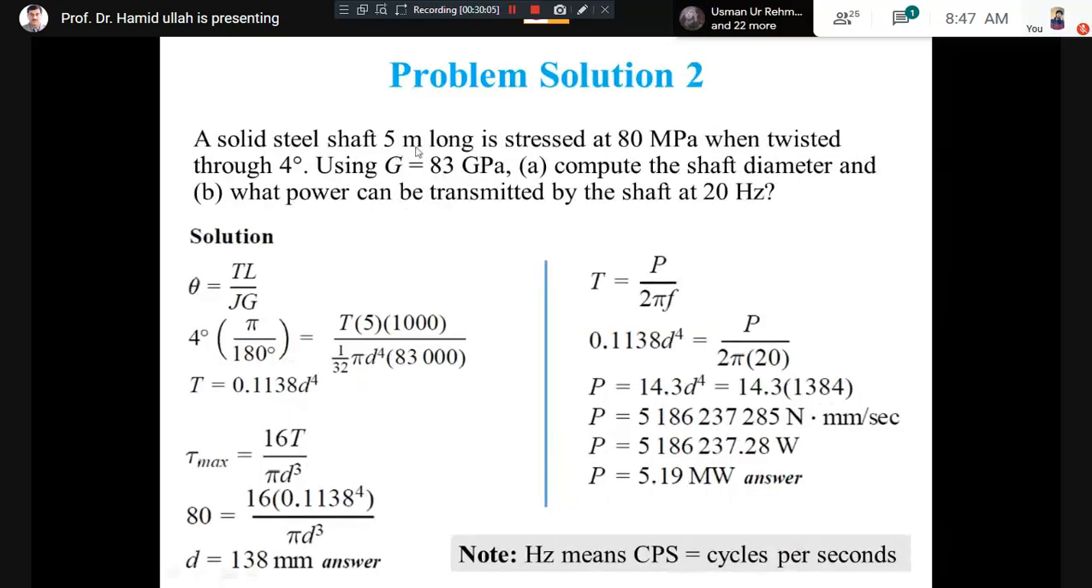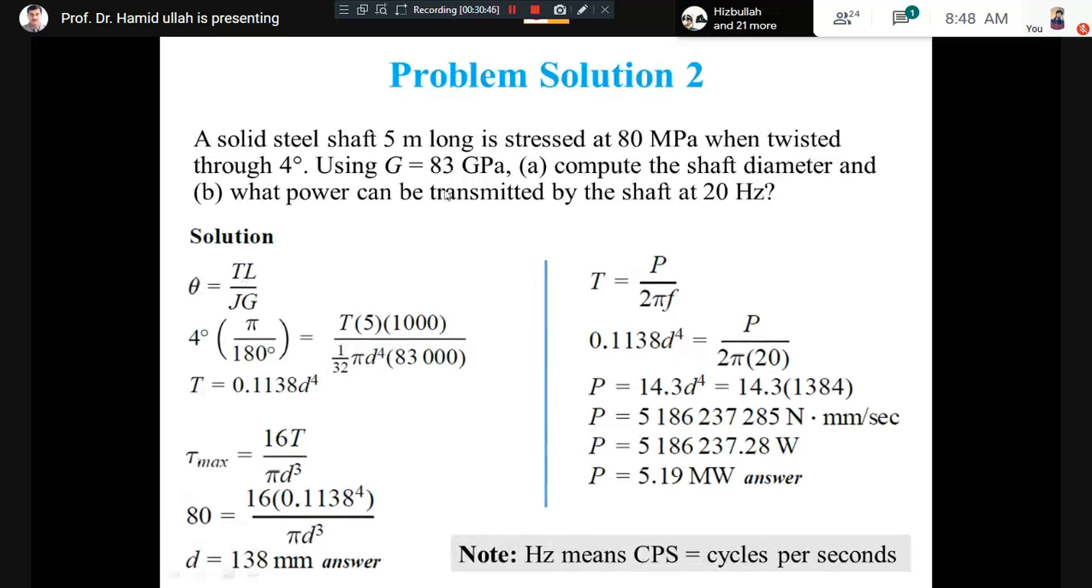Again, the shaft length is given as 5 meter, 80 megapascal is the shear stress, and the angle of twist is given as 4 degree. Material property G is given, and two things are required. In part A, what is the power when the angular velocity is 20 hertz? Remember, you might have heard this word Hz even in FSc. It stands for hertz, meaning cycles per second. As a note, hertz means CPS, cycles per second. So it is a unit of angular velocity.